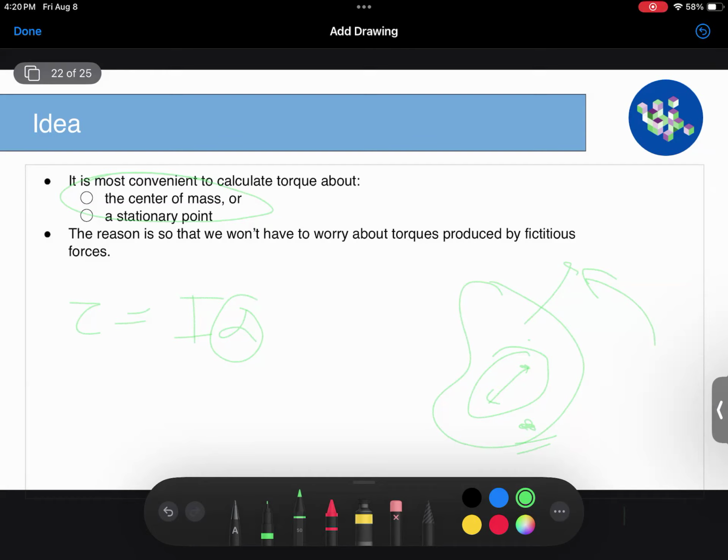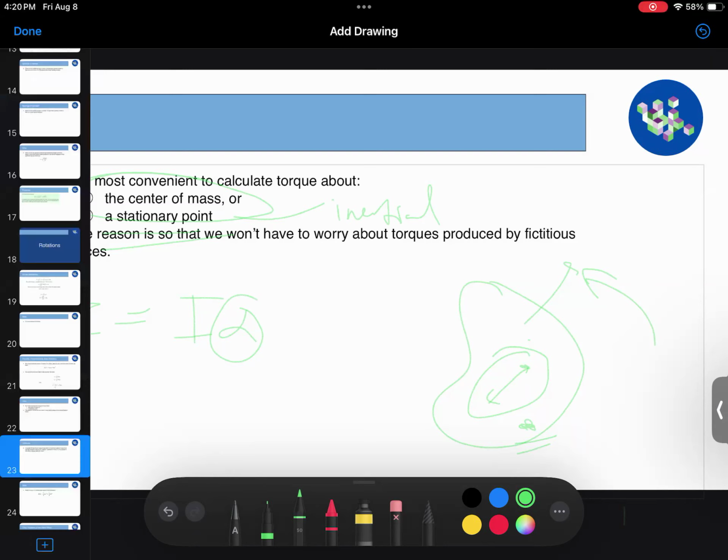It's most convenient if I either do torque about the center of mass, or I do torque about the stationary point, or equivalently, a point going through inertial motion. So this can also be a point going through inertial motion. And that's so that we don't have to worry about torques produced by fictitious forces.